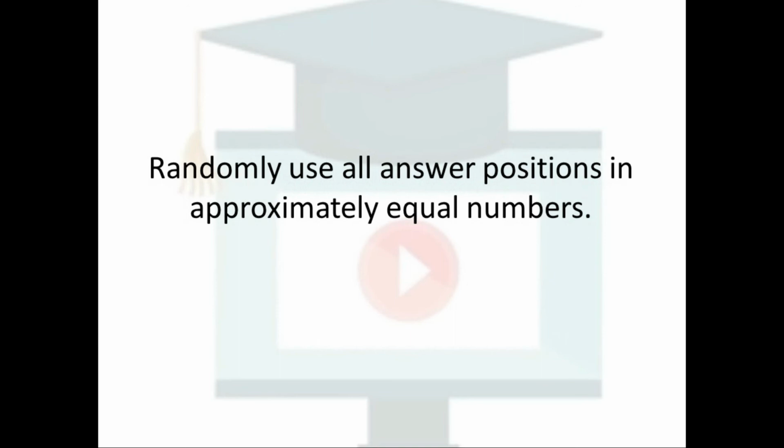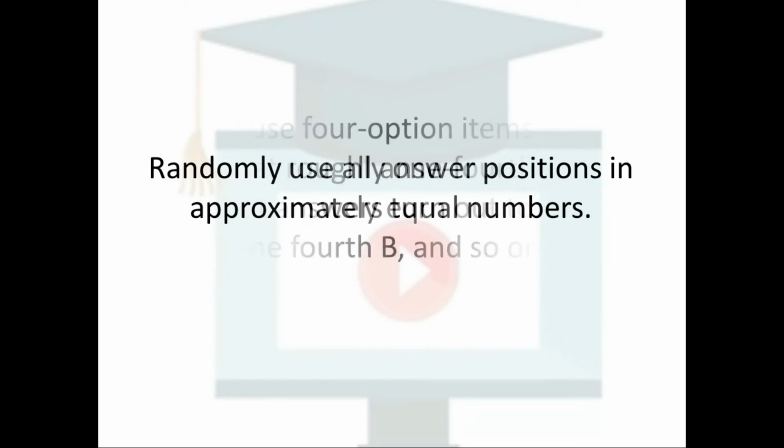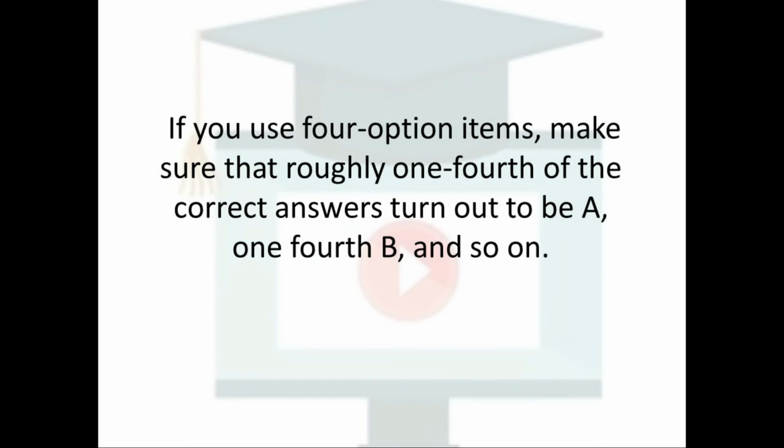Randomly use all answer positions in approximately equal numbers. If you use 4 option items, make sure that roughly 1/4 of the correct answers turn out to be A, 1/4 B, and so on.